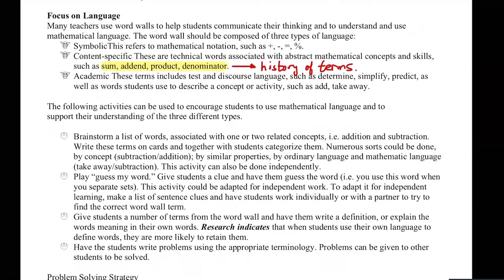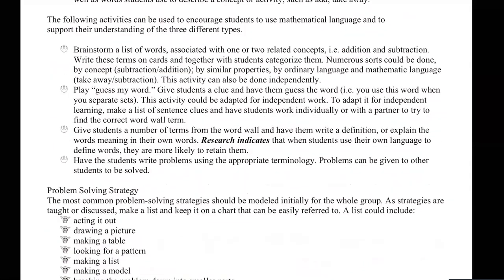Activities that could be used to encourage mathematical language. You got the brainstorming, a list of words. You got guess my word, and that's a good one, right? The activity can be adapted for independent work. Make a list of sentence clues and have students work individually or with a partner to find the correct word wall term, right? Because at the younger ages, a word wall is a very powerful tool.